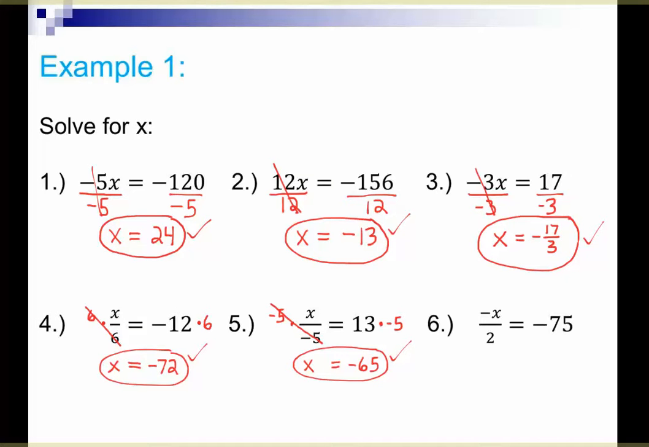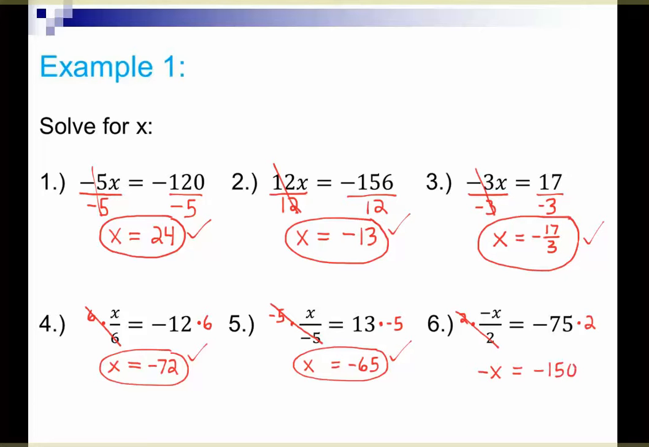Okay. Number 6, couple different ways to do number 6. Now I'm going to do this the long way to begin with, because it's probably the way I would have done it when I was your age. How do we get rid of that divided by 2? Well, we can multiply by 2 on both sides. 2 over 2 is going to cancel out, but you are left with negative x over 1. That negative sign comes along for the ride. And you get negative x equals negative 150.